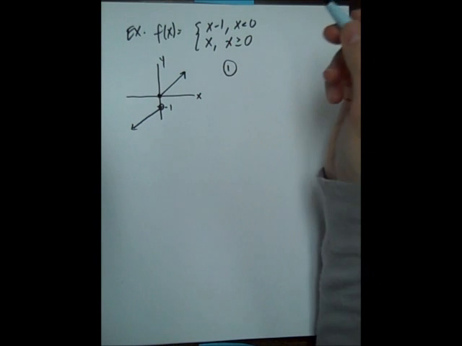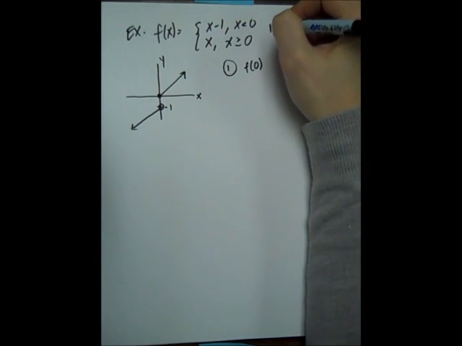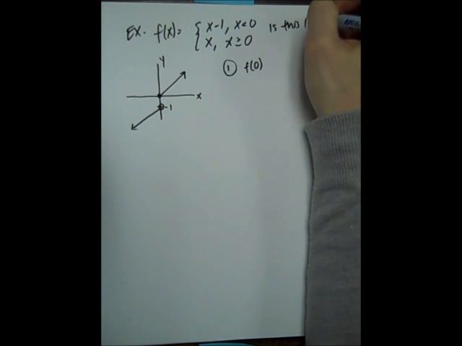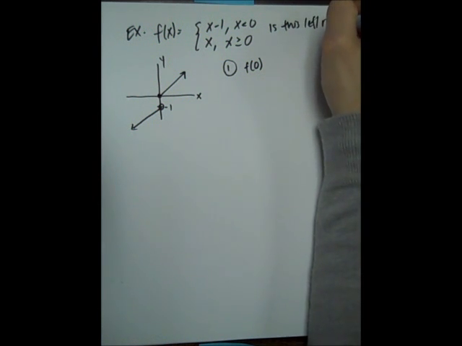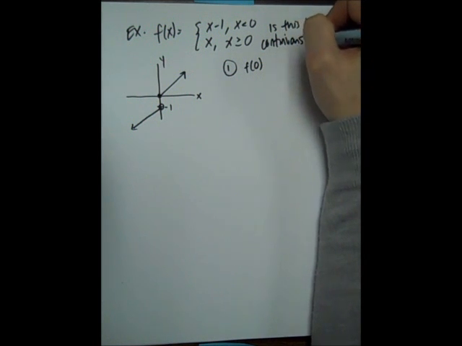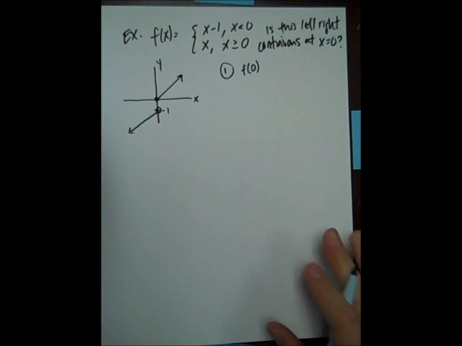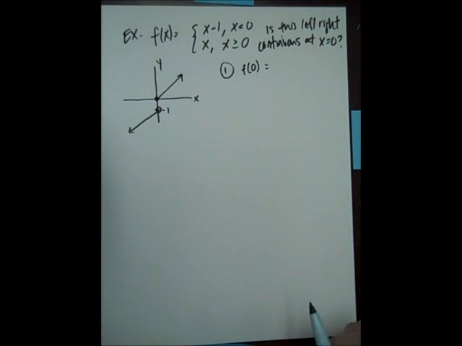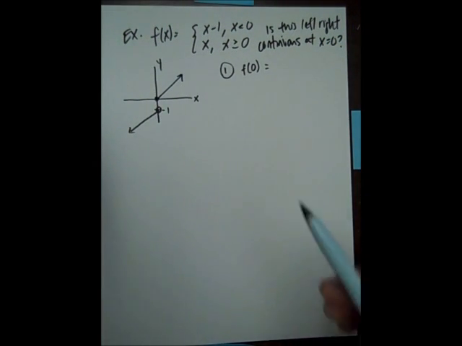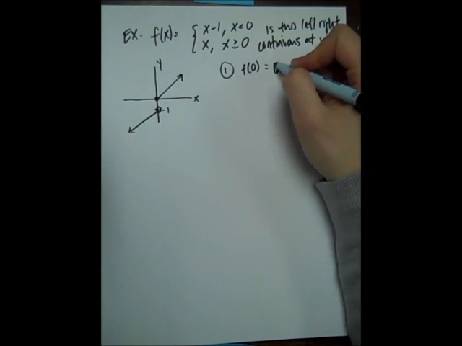We want to know, is this left or right continuous at x equals 0? So first let's start with, what is f of 0? Well, if I go up here, f of 0 says to plug it into the second piece, so 0.